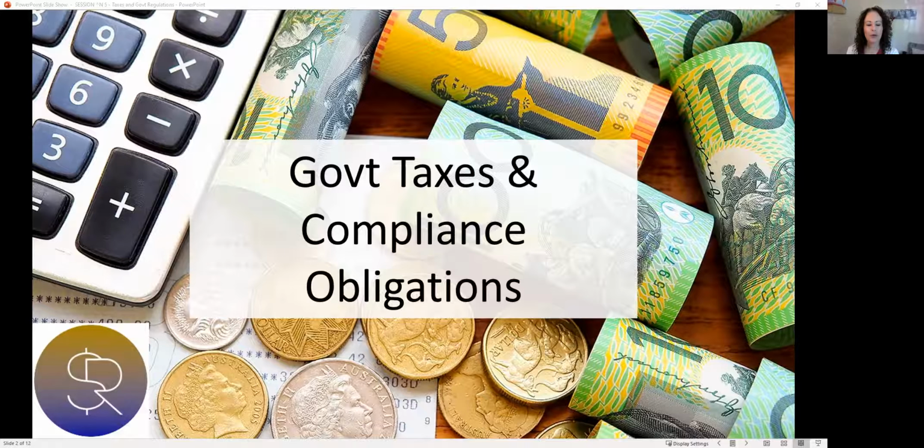It's important we know and understand the obligations we have as business owners to pay taxes, to lodge our activity statements and tax returns in a timely manner. And the Australian taxation system is one of the most complex in the world, and we need professional help and guidance to ensure we're doing the right thing and keeping up with our obligations.